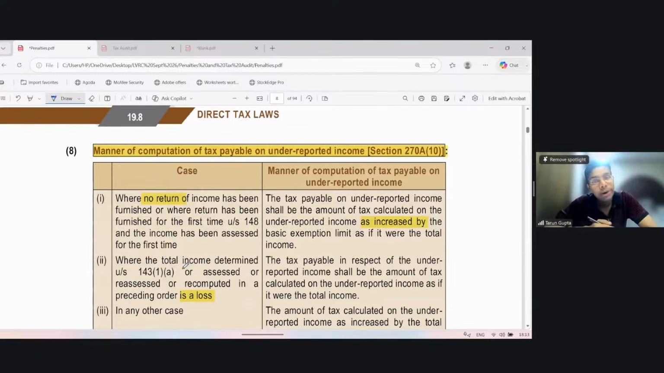Now, how do we compute tax on underreported income? Where no return of income has been furnished, the underreported income shall be increased by the basic exemption limit, and tax on such amount shall be computed.